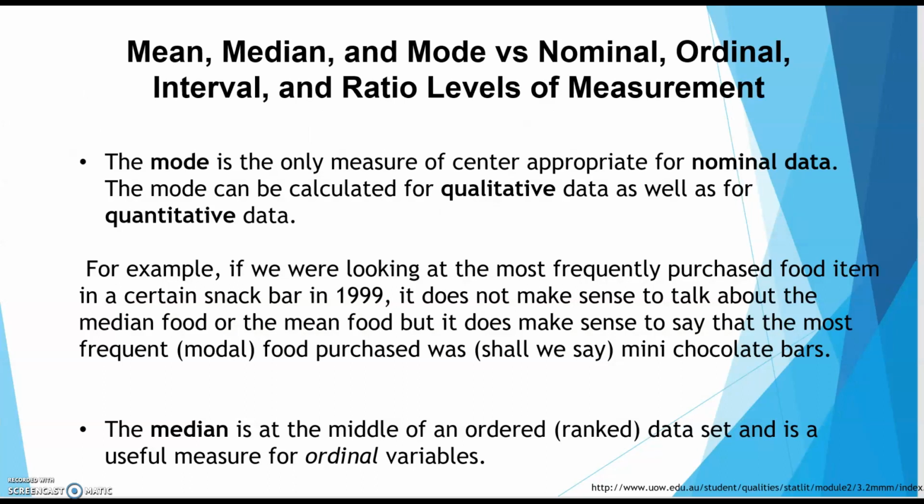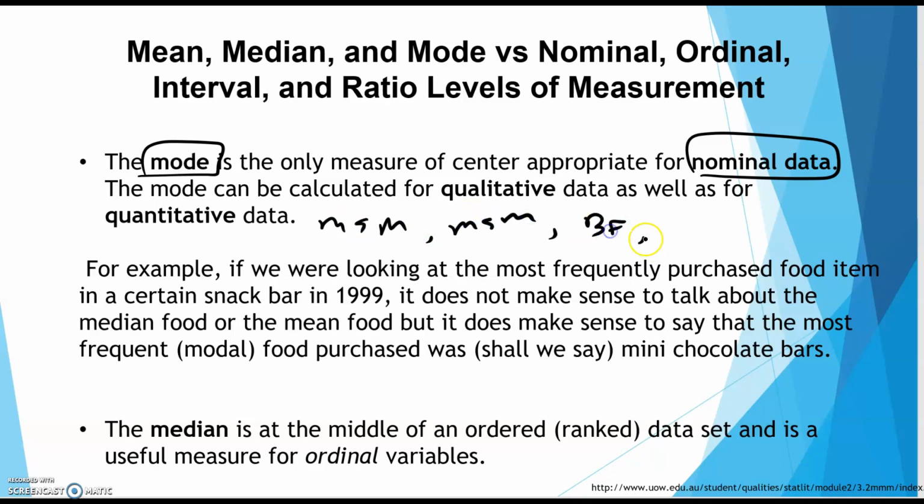Okay, now what you need to know for this slide is if you have nominal data, then the only thing that you need to use is the mode to describe the middle of the nominal data. The mode can be calculated for qualitative data as well as for quantitative data. Say we're at a snack bar and we had M&Ms, another M&M, Butterfinger, Twix, and 2 more Twix.